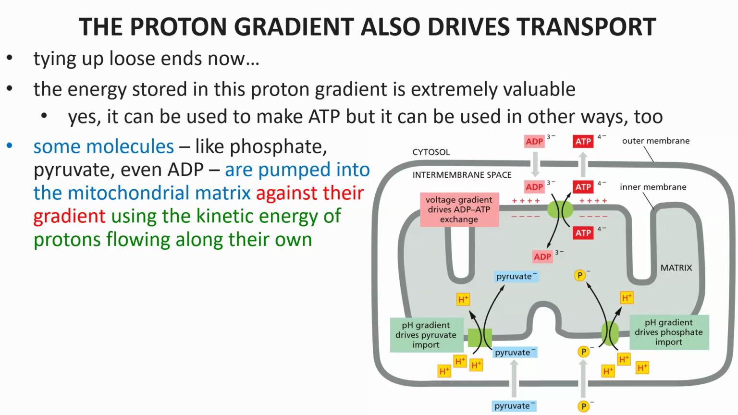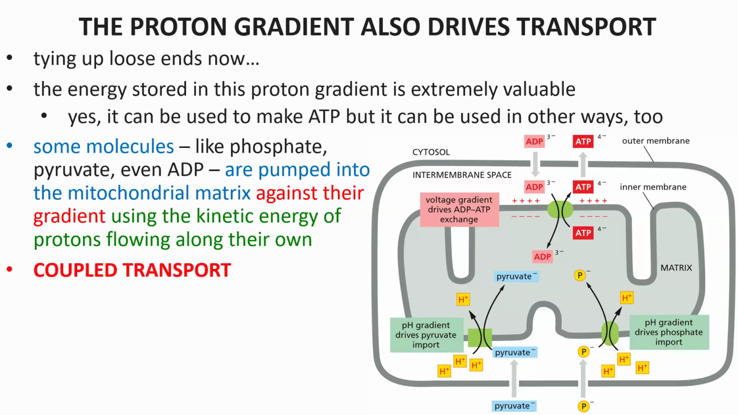ATP synthase is so good at its job that we need to keep a steady and constant supply of raw material for it to make ATP with. So some of the kinetic energy of proton flowing is used to pump these molecules into the mitochondrial matrix, into the mitochondrial space there, so that they can be used that way. This is called coupled transport.